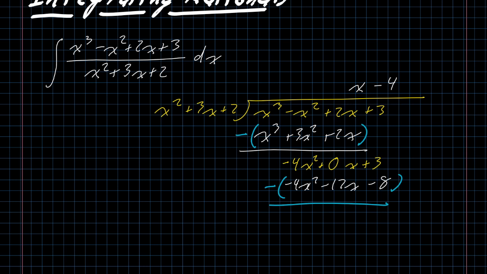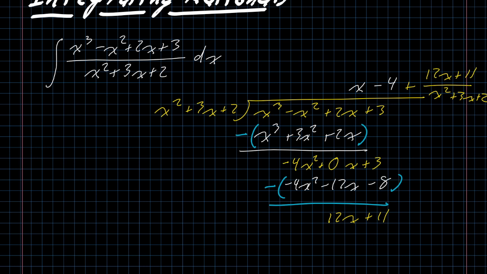Minus 4x squared minus 4x squared is 0x squared. The lead terms are 0. If that doesn't happen, something has gone wrong. 0x minus negative 12x is positive 12x. And 3 minus negative 8 is positive 11. That's my remainder. I write that as the numerator of the fraction, and then the denominator of the fraction stays the same.